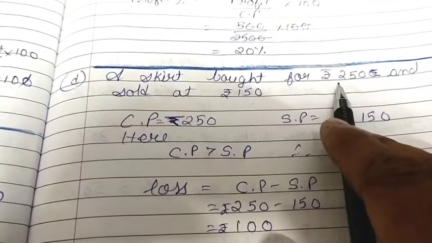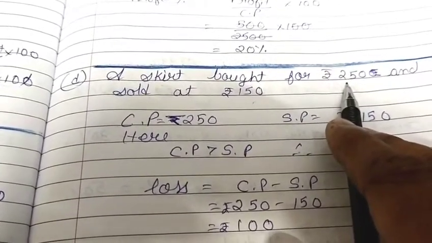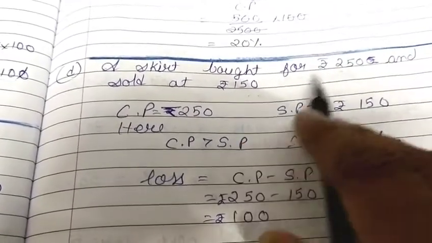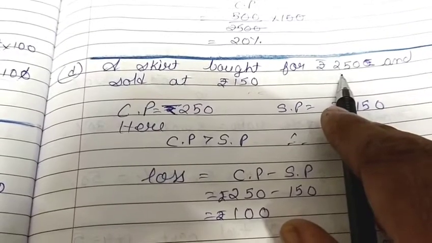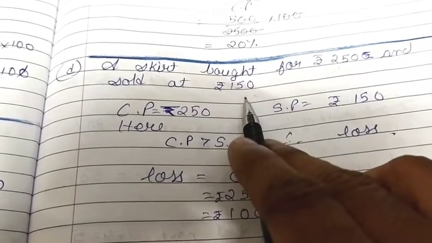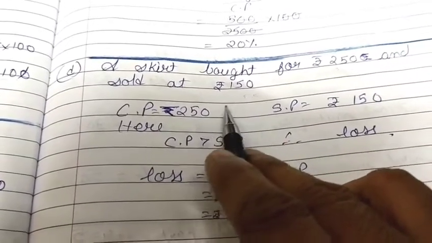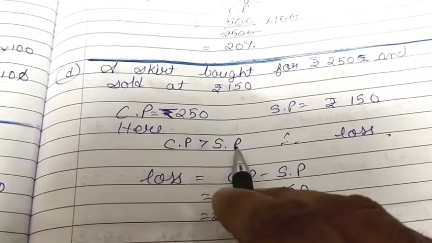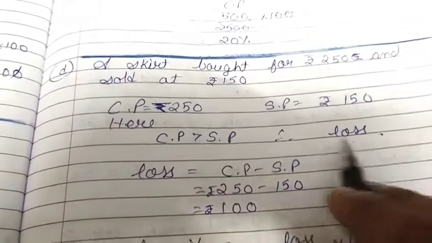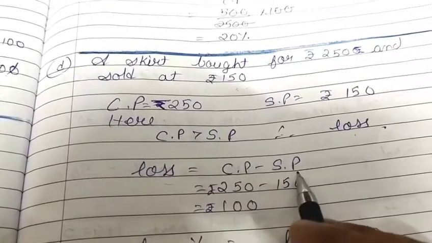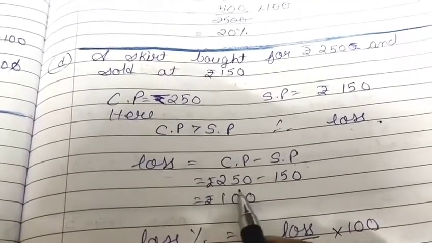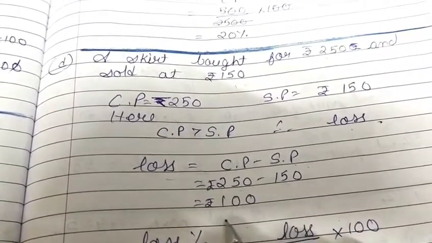Now dear student, here 250 is the cost price and the selling price is less than the cost price. The skirt which is bought at rupees 250 and sold at rupees 150, we can say that there is a loss of rupees 100. So here cost price is more than selling price, so we can say there is a loss. That means the loss equals CP minus SP. So CP is 250 minus 150 gives 100.